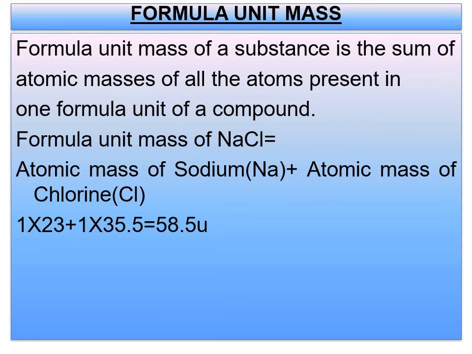When you go with sodium chloride NaCl, for the formula unit mass of NaCl, what you have to write is the atomic mass of sodium and the atomic mass of chlorine. So the atomic mass of sodium is 23, the atomic mass of chlorine is 35.5. So 1 into 23.